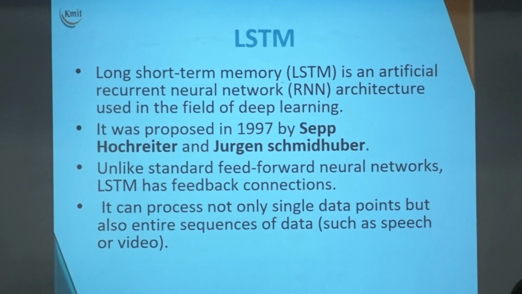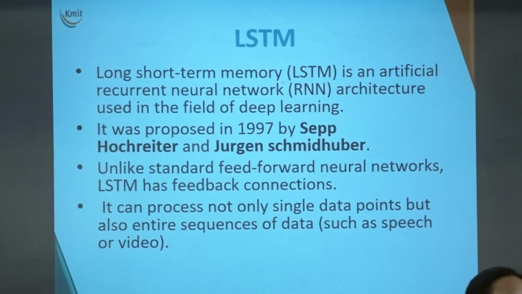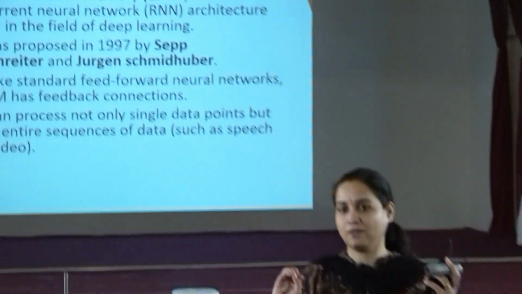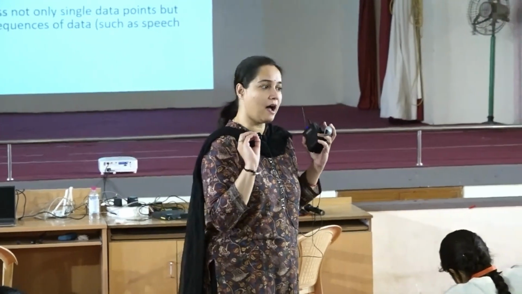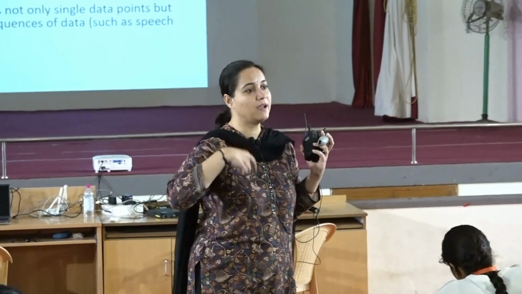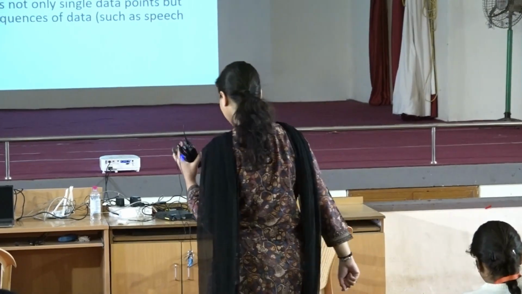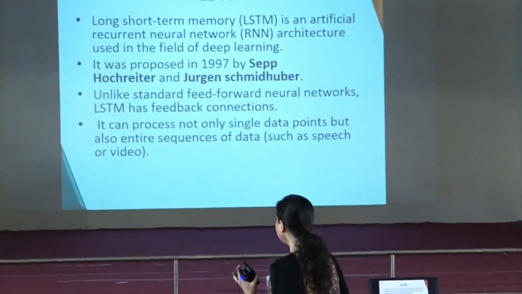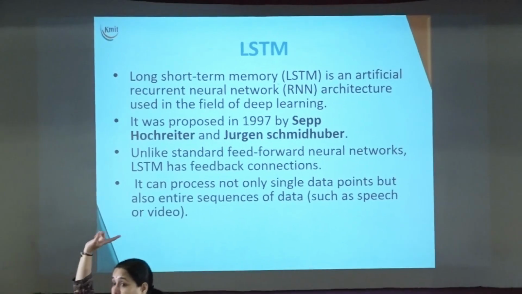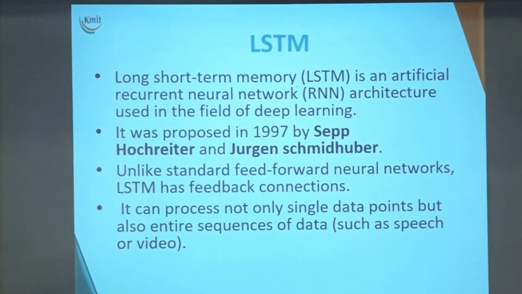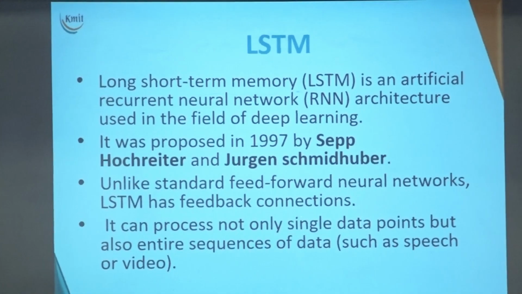What happened with vanishing gradient descent? Short-term memory. Short-term memory was there in RNN, right? So that's why we are going for LSTM. Long short-term memory is the full form of LSTM. It's an artificial recurrent neural network only. It is an enhanced model of RNN. It is an RNN, yet an enhanced model, okay?